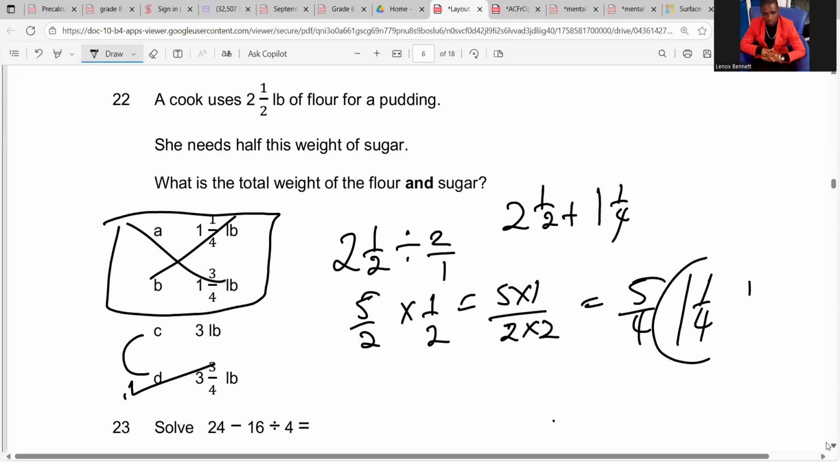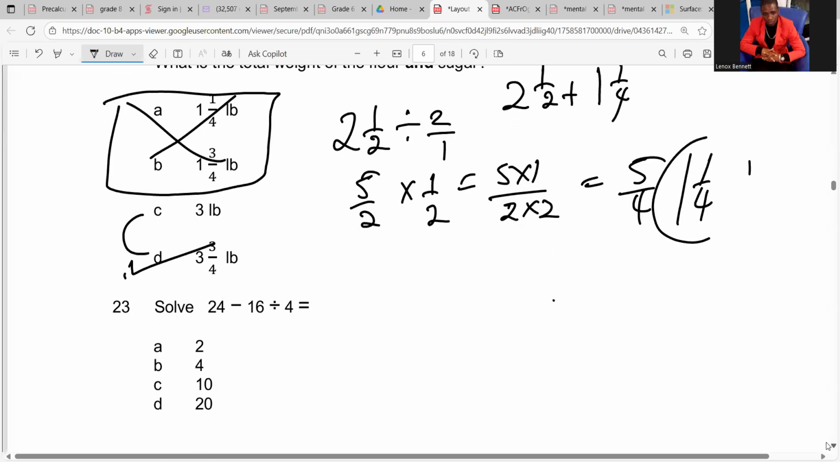All right, let's move on to 23. Solve 24 minus 16 divided by 4. Pause the video.